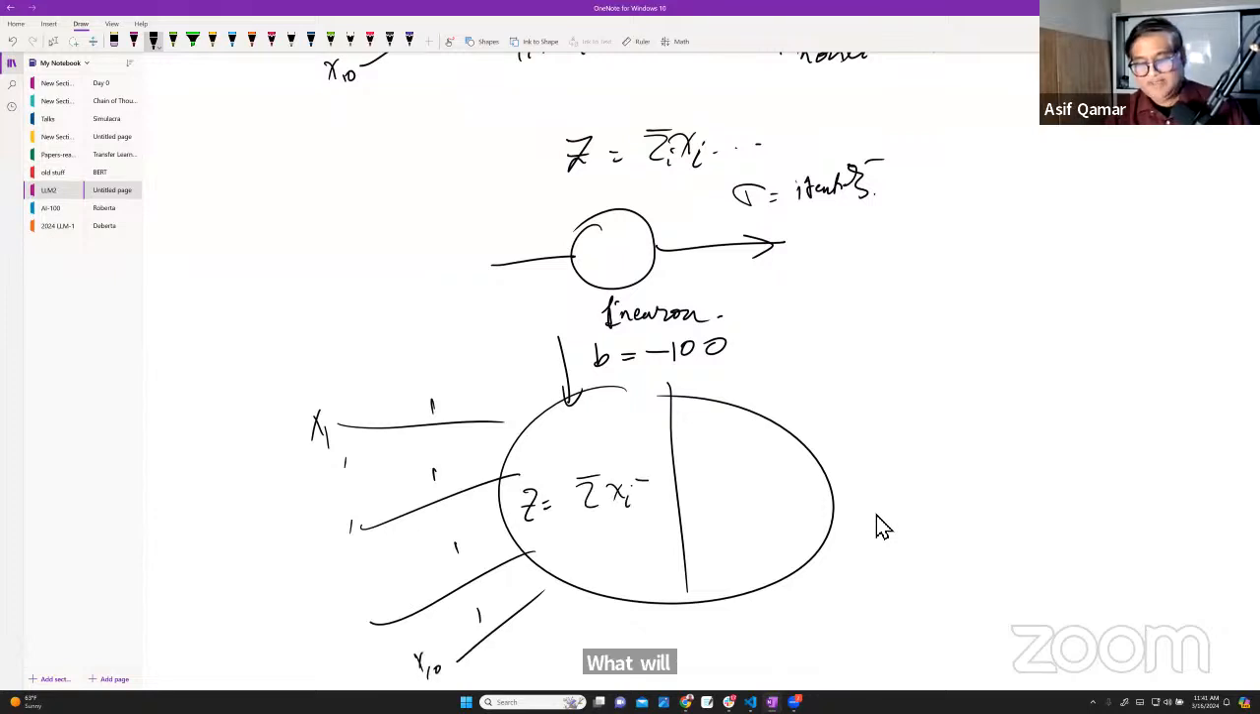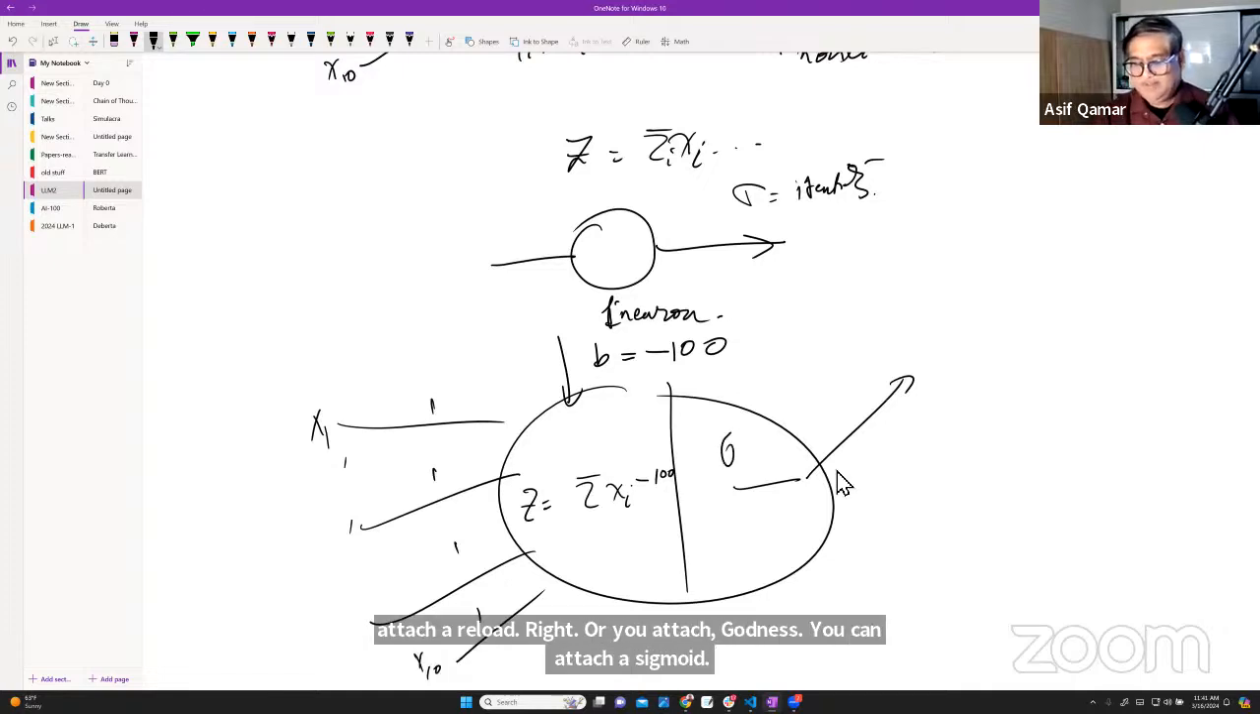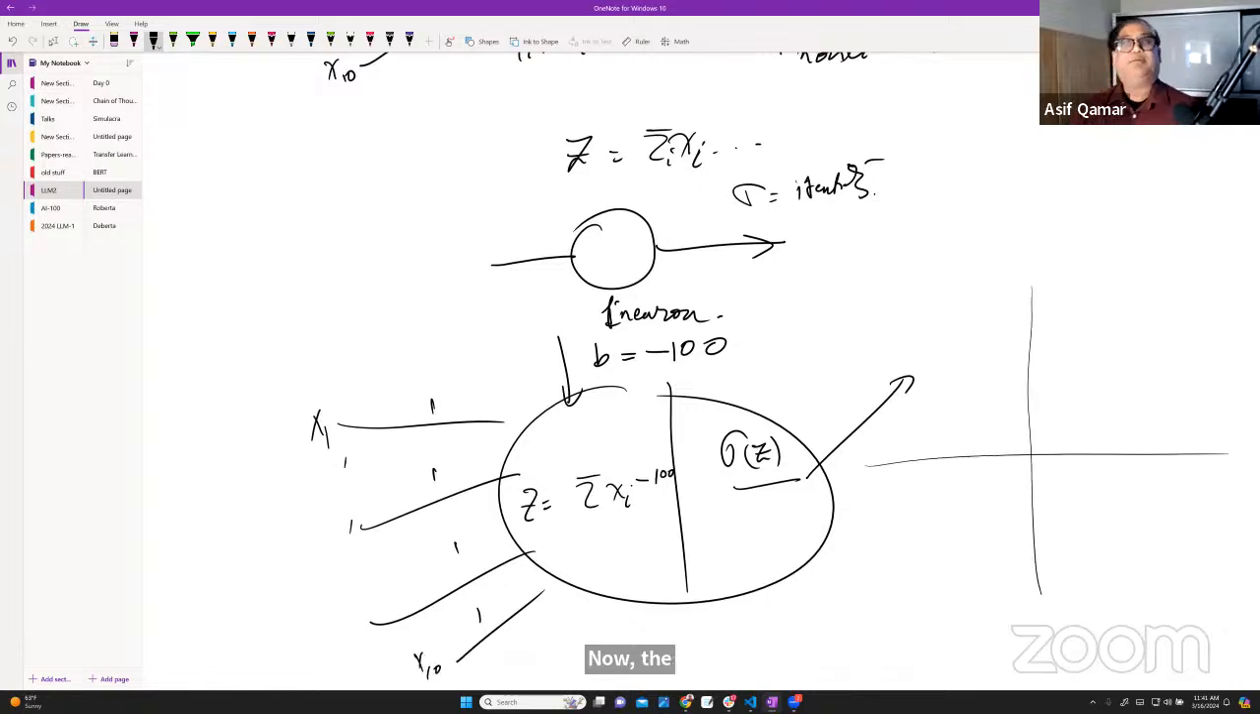Sum of xi - 100, right? And let's say that you have a ReLU function, you attach a ReLU, or you can attach a sigmoid. Let's just say sigmoid of Z. Doesn't matter. Now the sigmoid of Z you attach, what will it do? What does a sigmoid look like? And this is where I wanted you to think about activation functions. What's the nature of a sigmoid?